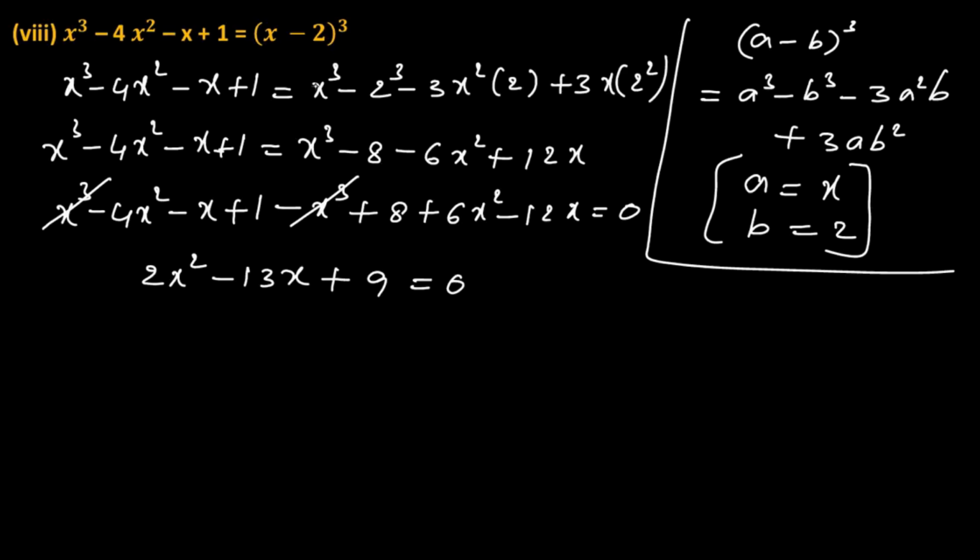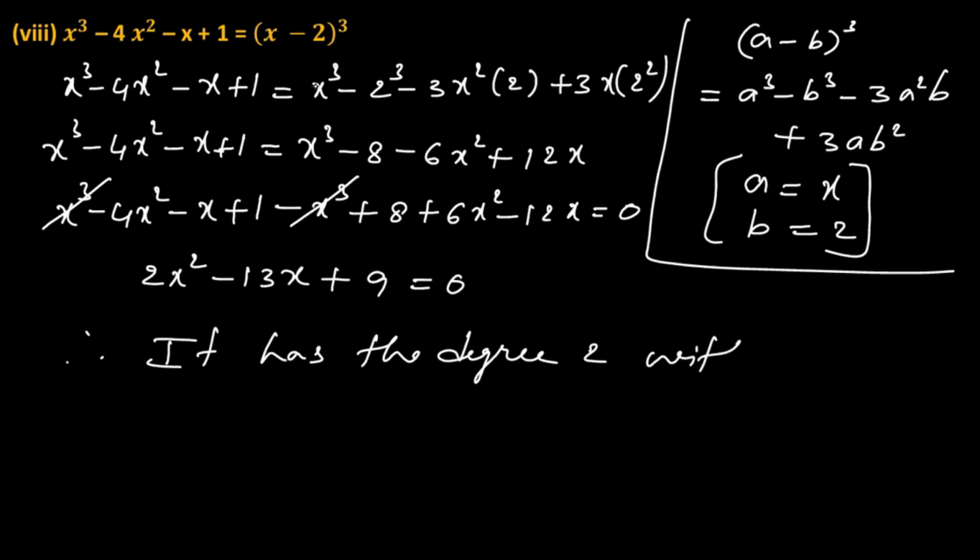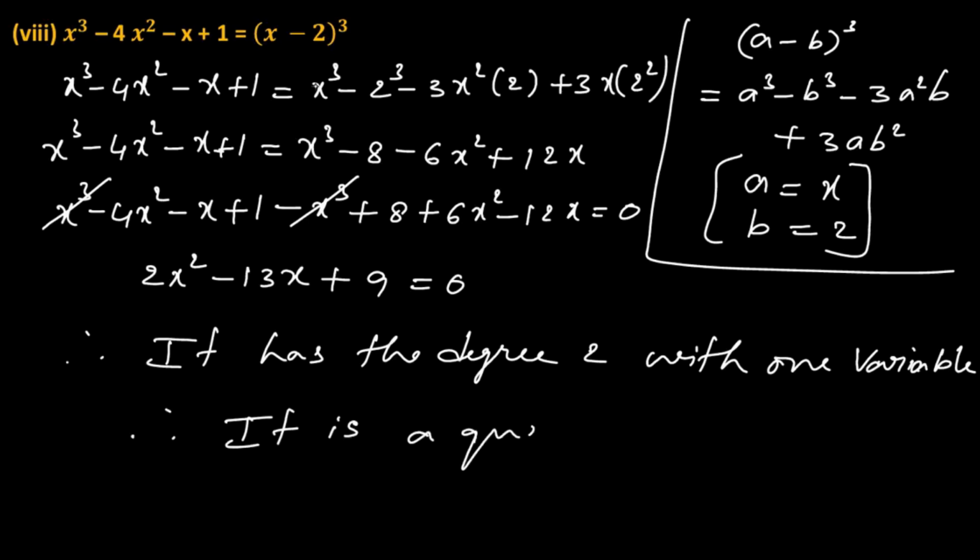What is the highest power? That is 2. Therefore, it has the degree 2 with one variable, only with the x, right? So one variable. Therefore, it is a quadratic equation.